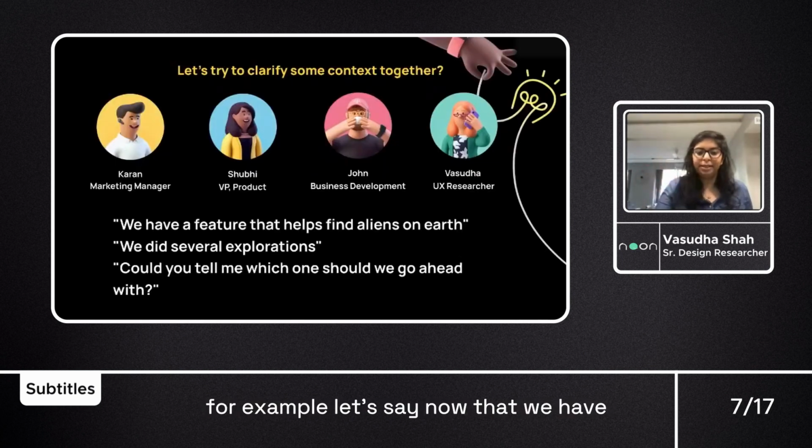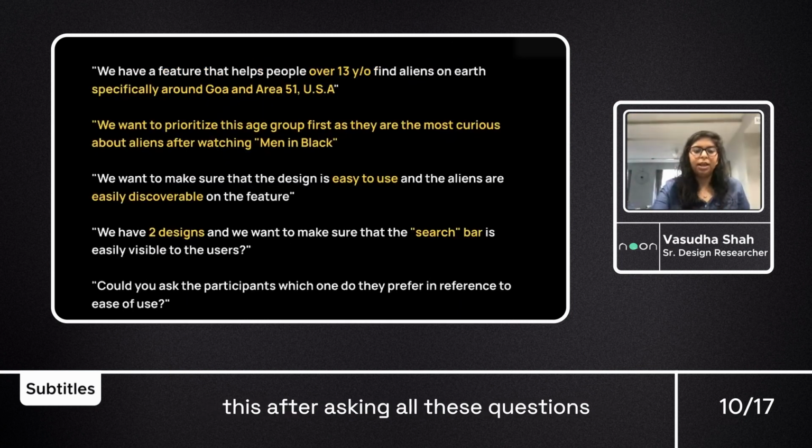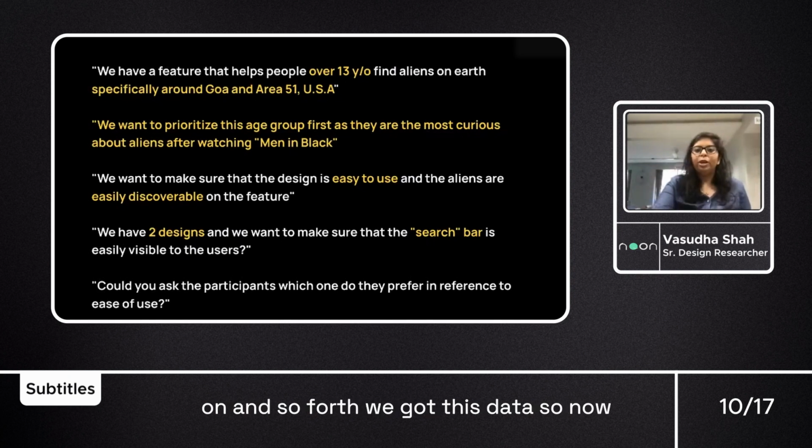For example, let's say now that we have spoken about, we have a feature that helps find aliens on Earth. We did several explorations. Could you tell me which one should we go ahead with? That is a problem statement. Moving forward with this, after asking all these questions that we just talked about, target audience, background, what's the goal of doing this research, and so on and so forth, we got this data.